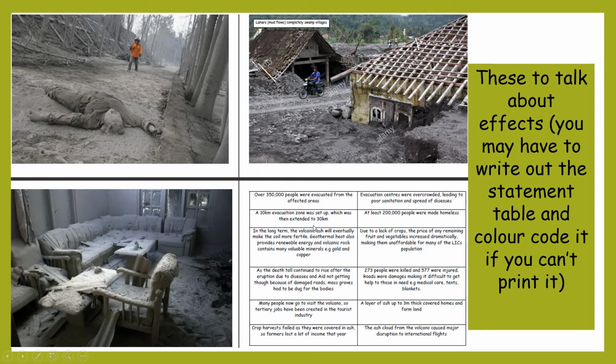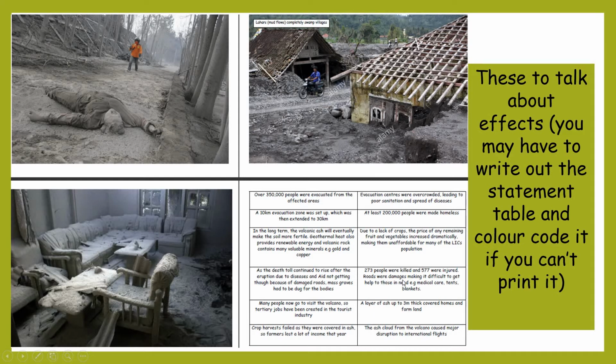Ones that are primary effects, so things that happen straight away, and ones that are secondary effects, so things that happen in the coming days or weeks. Some of these you might think are potentially half and half. So for example, this one here, 237 people were killed, that's straight away. 577 injured, that's straight away.